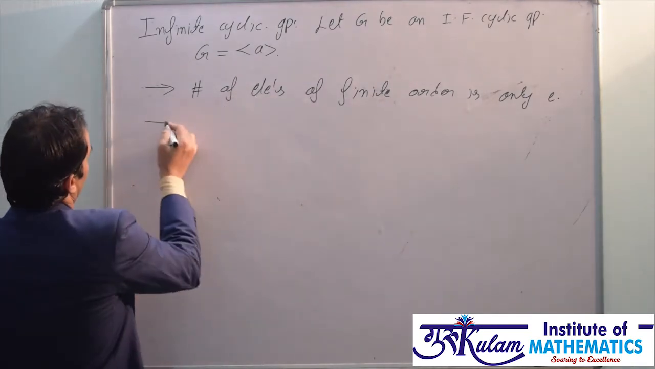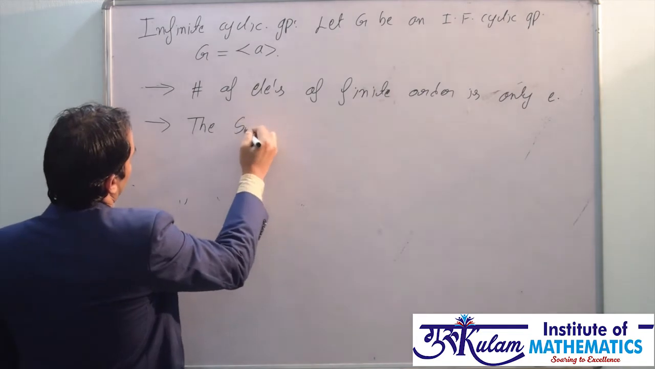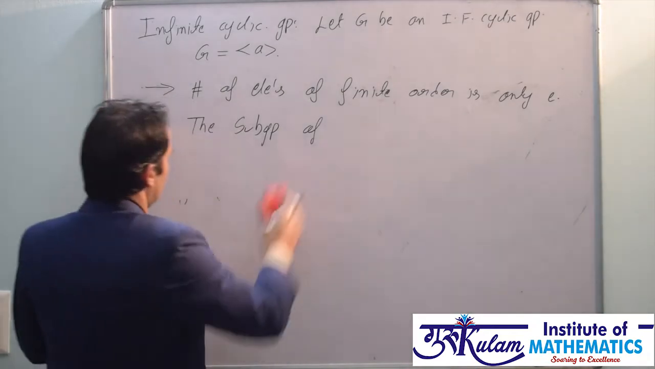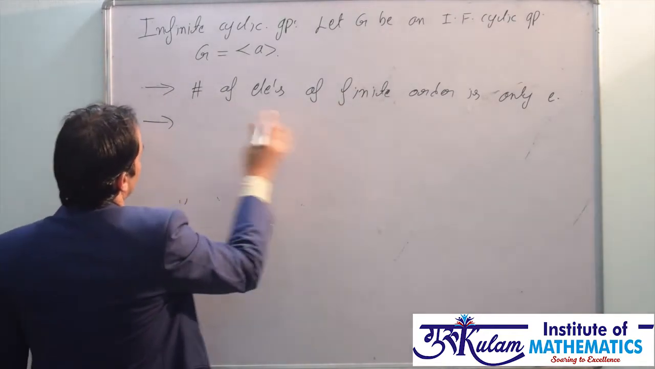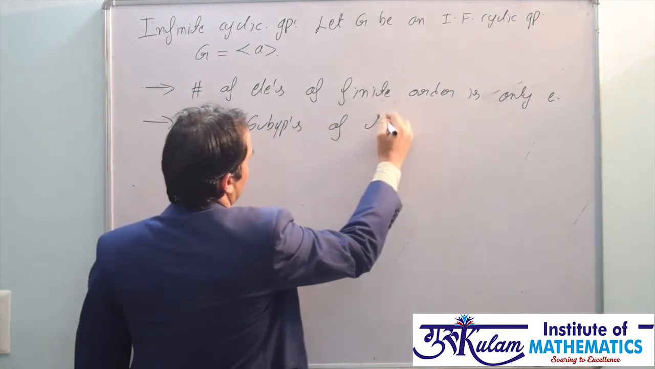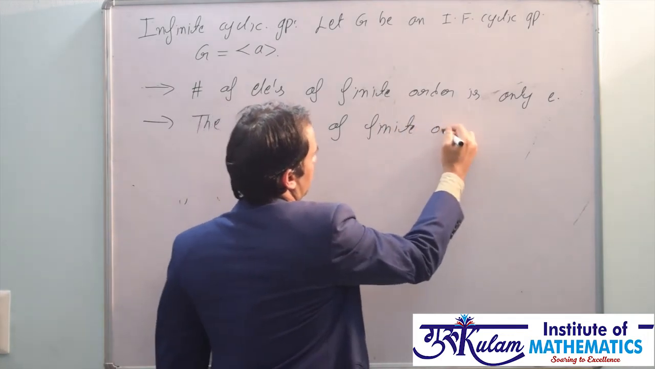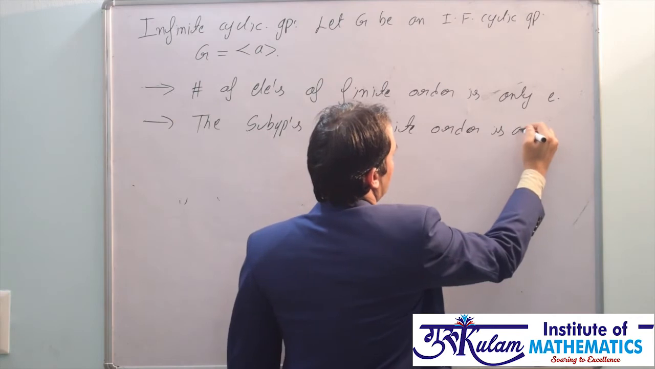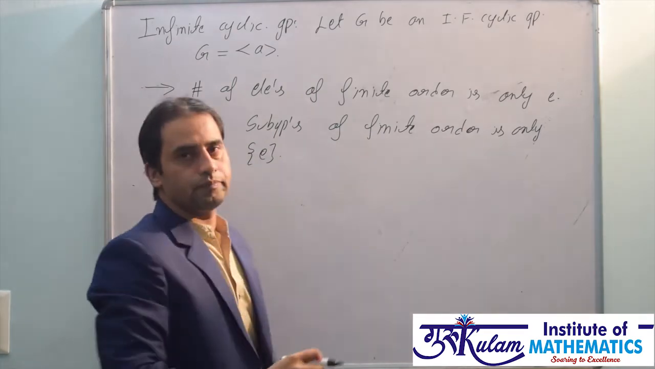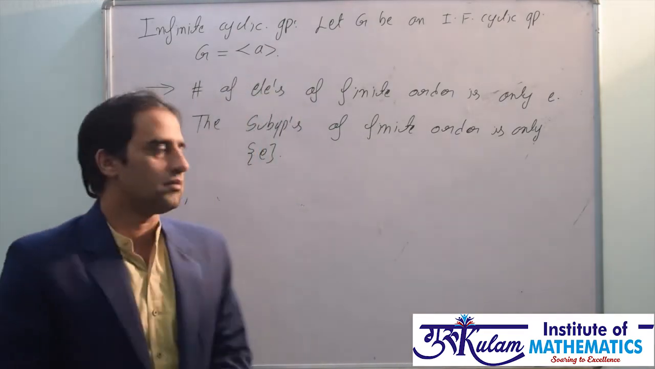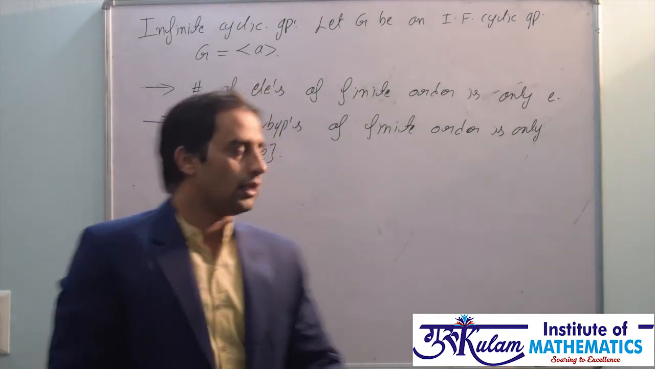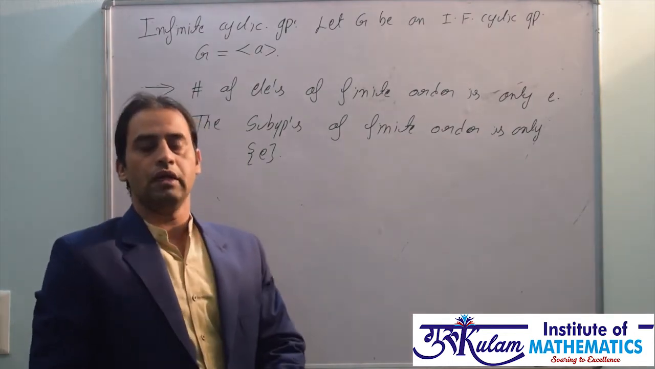Next property, the subgroups. The subgroup of finite order is only the trivial one, which is this one. That is, the trivial subgroup is the only finite order subgroup, or we can say every subgroup other than this trivial group is of infinite order.